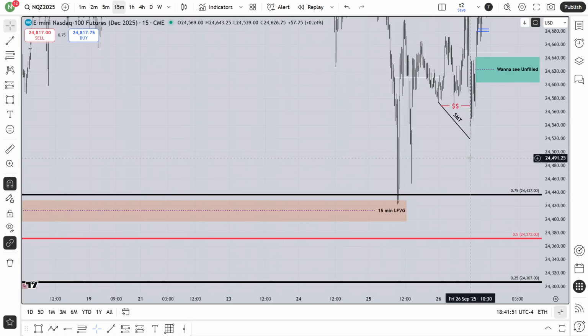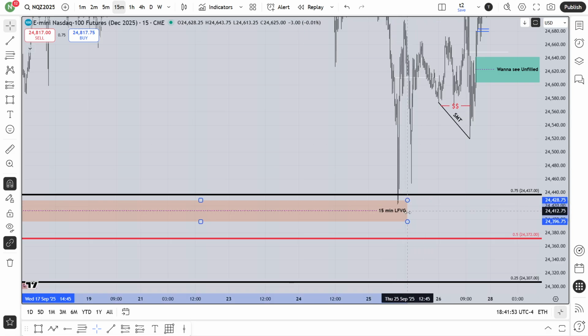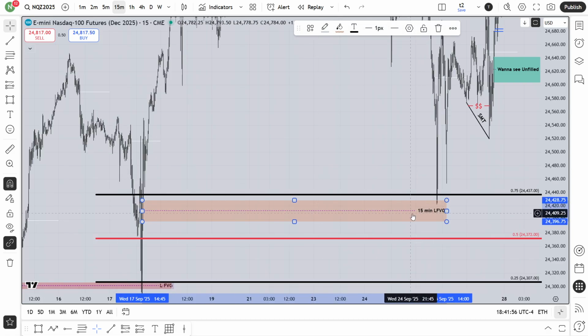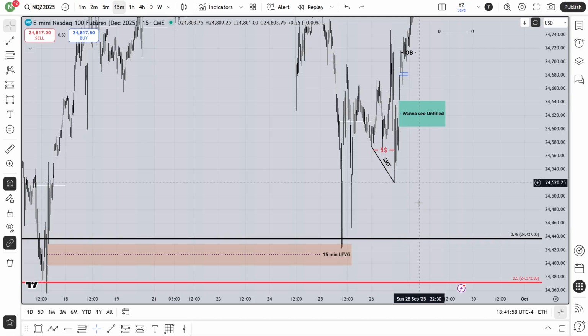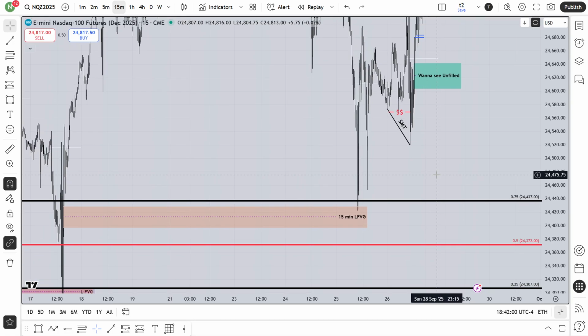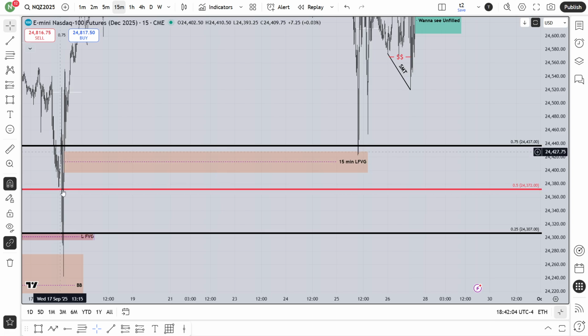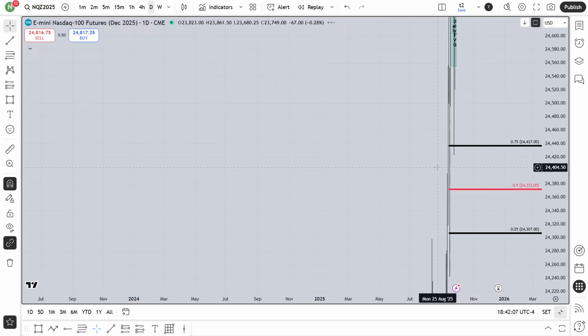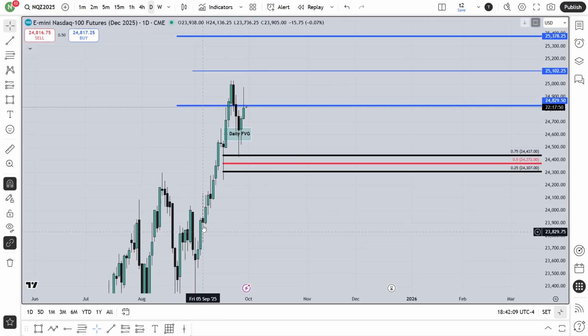What do you see? The market fell until the last fair value gap from the 15-minute chart, and then the market reversed again, right? As my bias is bullish, this is the daily discount week. Let me show you one more time, from the daily discount week, right here.